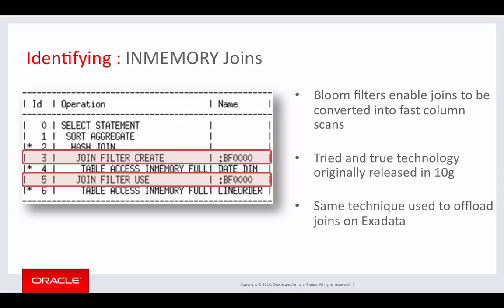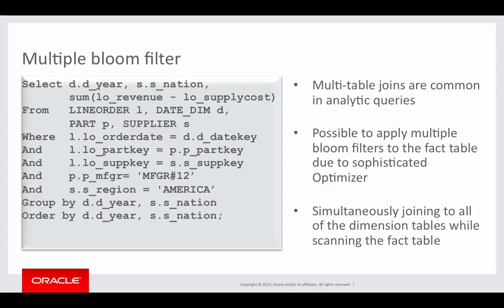Now, the Bloom filter technology is not something that's new. Remember, it came in Oracle Database 10g, and it is the same technology we're using to offload joins to the Exadata storage today. But what happens if I've got a query with multiple joins? Am I still going to be able to generate a Bloom filter for that? Well, yes, it is possible for the optimizer to generate multiple Bloom filters and use them together on a single table scan by taking advantage of an optimizer transformation called swap join inputs. And I'm going to explain exactly how that works right now.